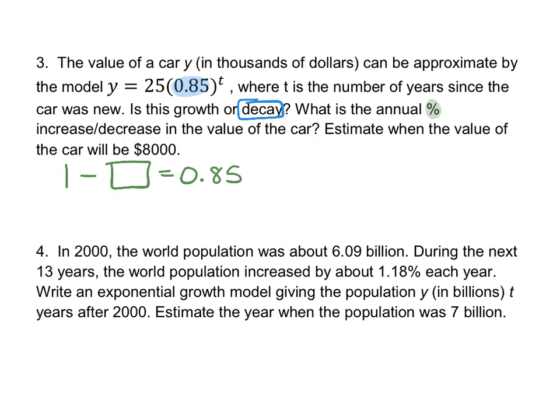This is where we just try some things. And in my brain, I'll be honest with you, when I'm doing this in my head, I make this 100 minus something equal to 85. It's 15, right? So this number would be 0.15. That's how I do it in my head, because I somehow can work easier with 100 versus 1. Okay, and if 0.15 is the number in the equation, what is that as a percent? What's 0.15 as a percent? 15%. That's the rate of decay, or rate of decrease, in the value of the car.